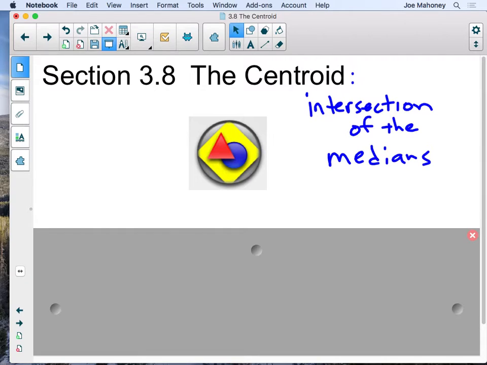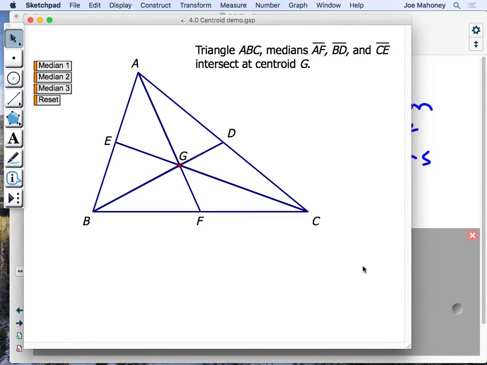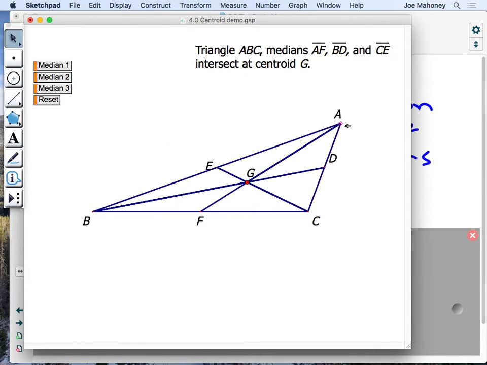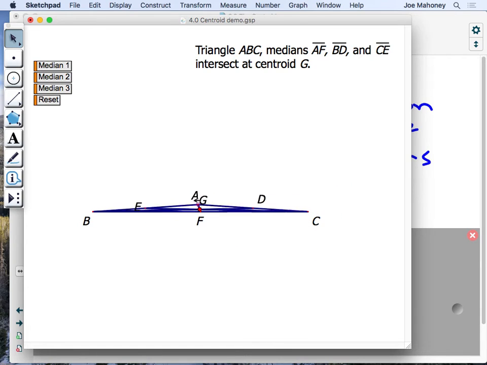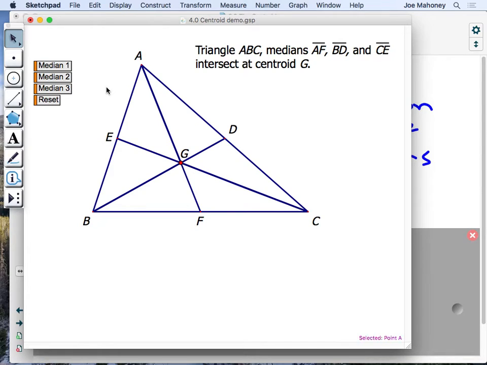And we've seen this little symbol before in my classes. It brings up Geometer Sketchpad. So we're going to take a look at a little sketch here. I have triangle ABC, medians AF, BD, CE. They all intersect at G, the centroid. And I told you before that G is always that intersection. I can drag this triangle around a little bit. And as you can see, no matter where I drag it, point G stays as the intersection of the medians. It's the centroid. So we're going to watch a few things and see what happens.